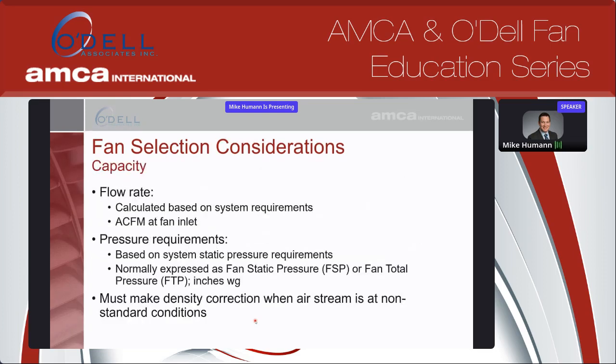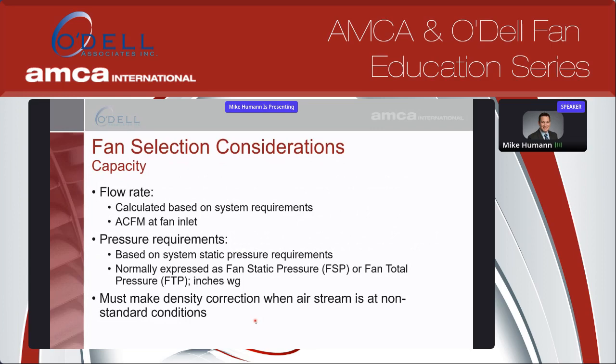So when we talk about capacities, we talked about flow and pressure. The flow rate is basically calculated on the system requirements. And when we select a fan, we're looking for the ACFM required at the fan inlet. And same thing for pressure. It's based on system static pressure requirements: the requirement to move a volume through a system gives us a resistance, and that resistance is expressed in static pressure.